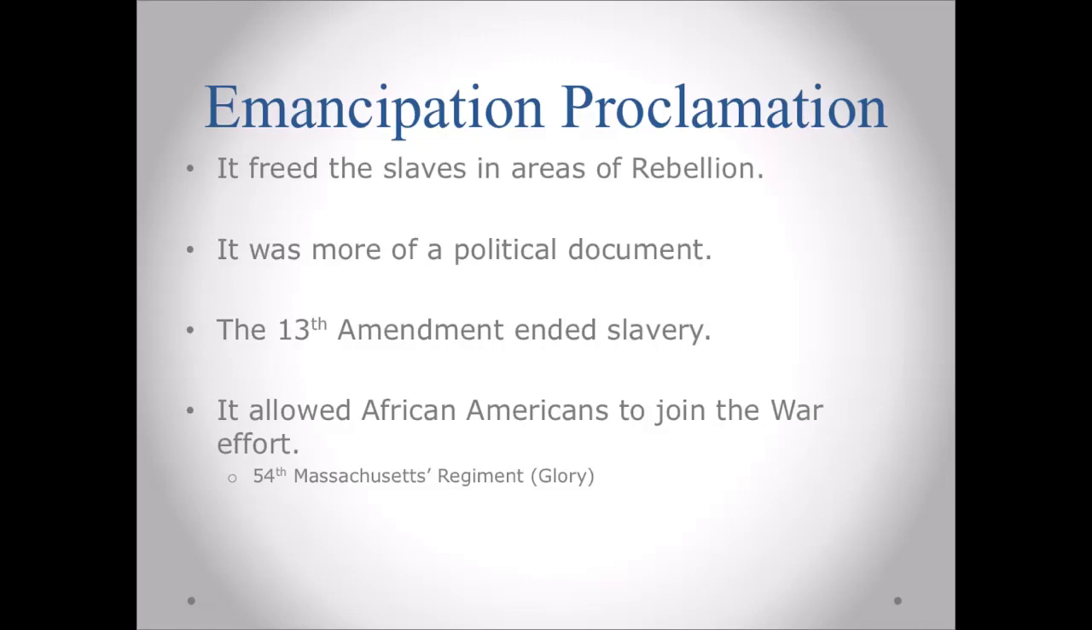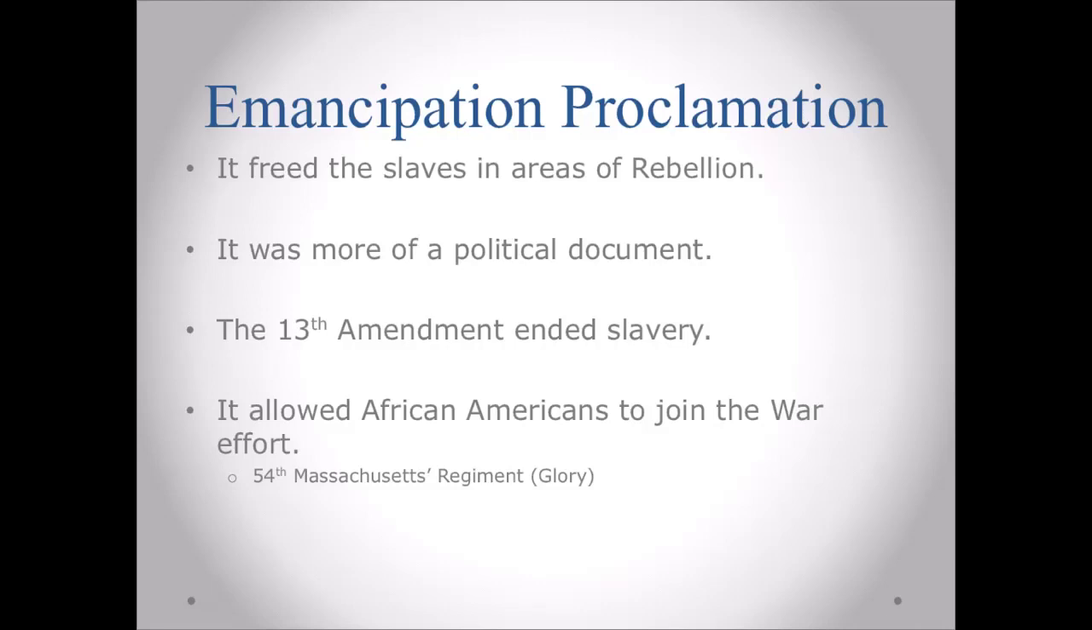A hugely important political document was issued during the Civil War, and that's the Emancipation Proclamation. It's kind of misunderstood, though. It does not free all the slaves. It only frees the slaves in the areas of rebellion. It's really more of a political document because what it does is it keeps Great Britain from joining into the war since they cannot support slavery.